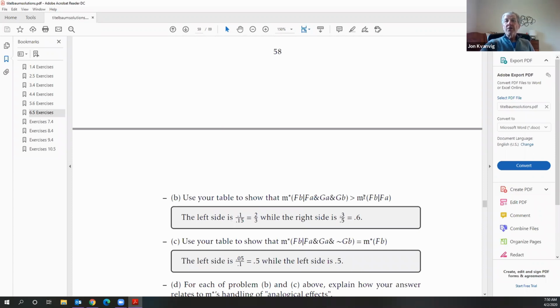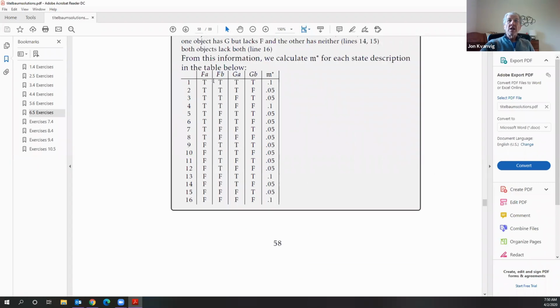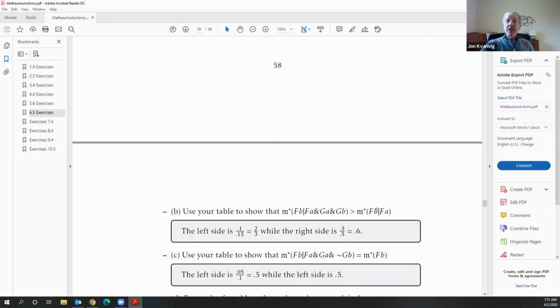We do the same thing for the other side. Which lines are both FB and FA? Well, that's lines 1, 2, 3, and 4. Sum all of that, and you get 0.3 in the numerator. And then you look at all of the FA lines, and we don't even need to add those because you know that on these measures, the principle of indifference, the way it's applied, is going to render every atomic formula, the unconditional probability of it, 0.5.